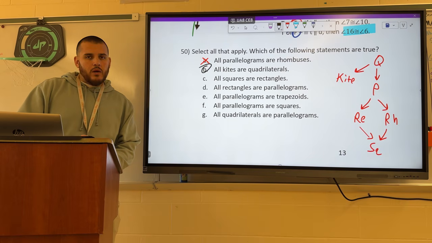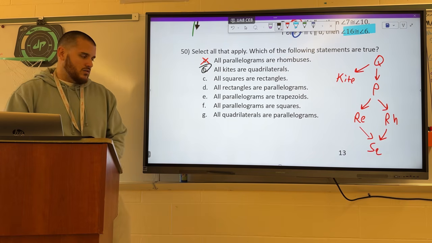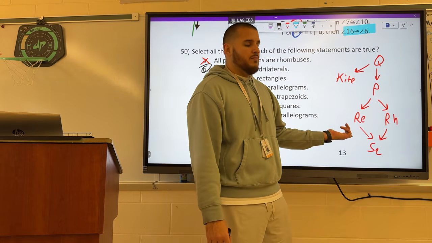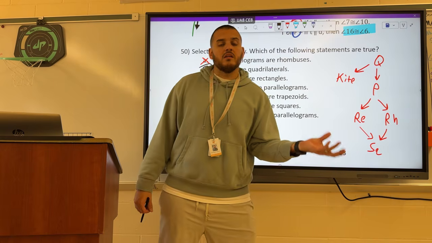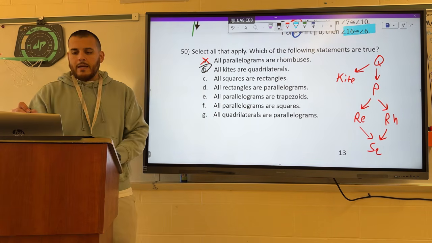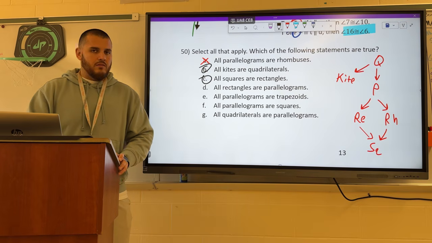Next, all squares are rectangles. Ooh, this is an interesting one. Remember our tree, a square has all the properties of a rectangle. So it's a rectangle that also has rhombus properties. Okay, all squares absolutely are rectangles.